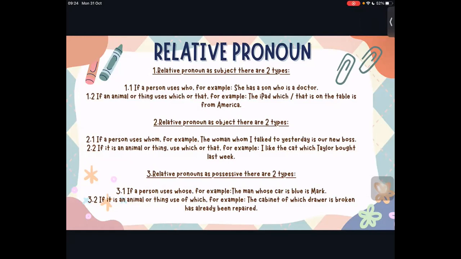And the last, a relative pronoun as a possessive, there are two types. First, if it is a person, use whose, for example, the man whose blue car is marked. And second, if it is an animal or thing, use of which or whose, for example, the cabinet of which the drawer is broken has already been repaired.